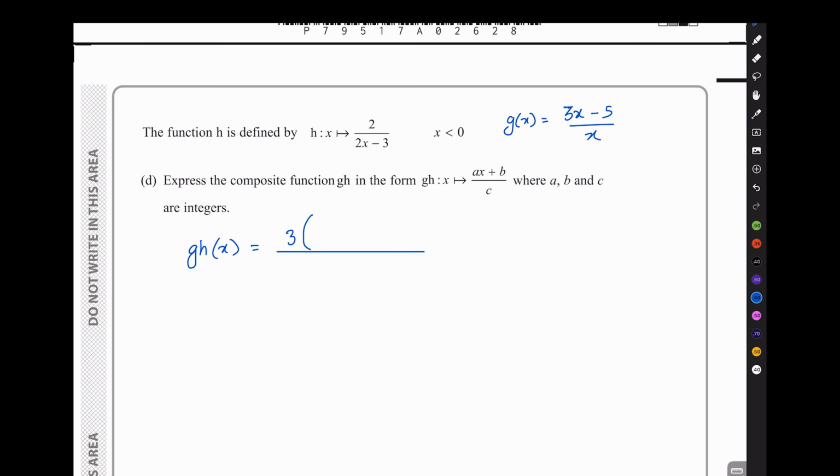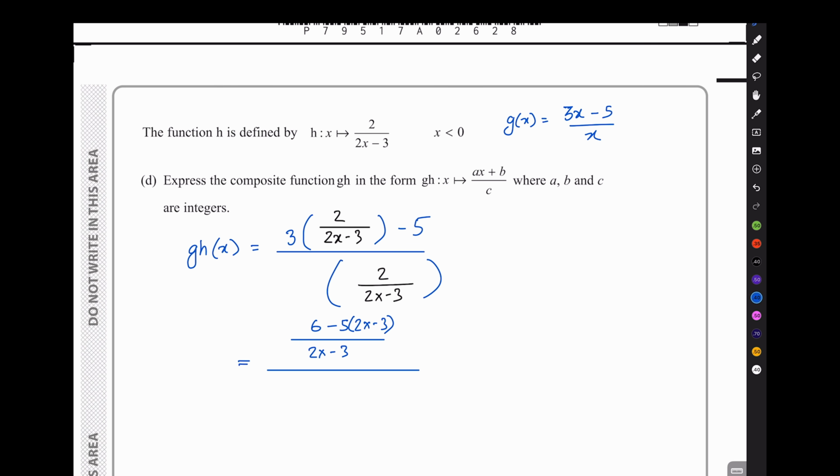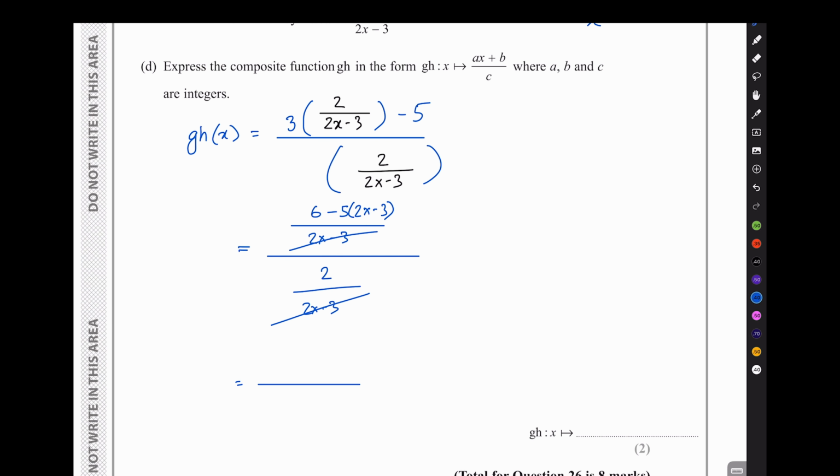So 3 times x minus 5 divided by x, and inside these brackets I have to write h. So 2 divided by 2x minus 3, and then 2 divided by 2x minus 2. Now let me just take the LCM right here, 2x minus 3. This leaves me with 6 minus 5 times 2x minus 3 divided by 2 divided by 2x minus 3. Canceling these, this leaves me with 6 minus 10x plus 15. So this comes out to be negative 10x plus 21 divided by 2. And this matches the format.